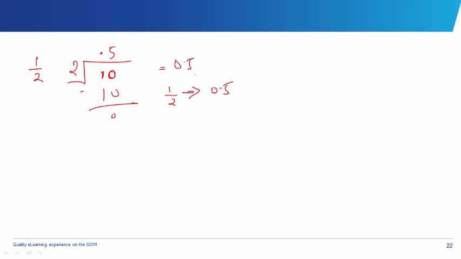Let's look at another example. 3 over 5 to decimal. Put our 5 outside and our 3 inside. 3 divided by 5, it won't go. Put a dot, add a 0. 30 divided by 5 gives us 6. 6 times 5, 30. When you subtract, you have 0. So our answer is 0.6.